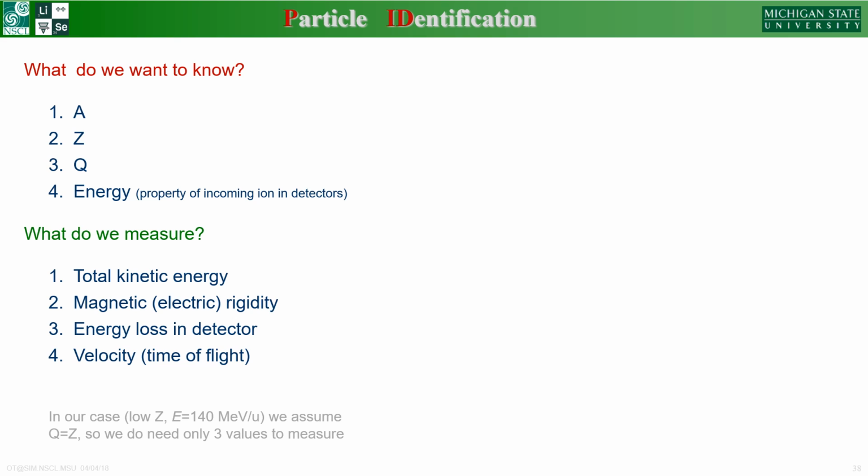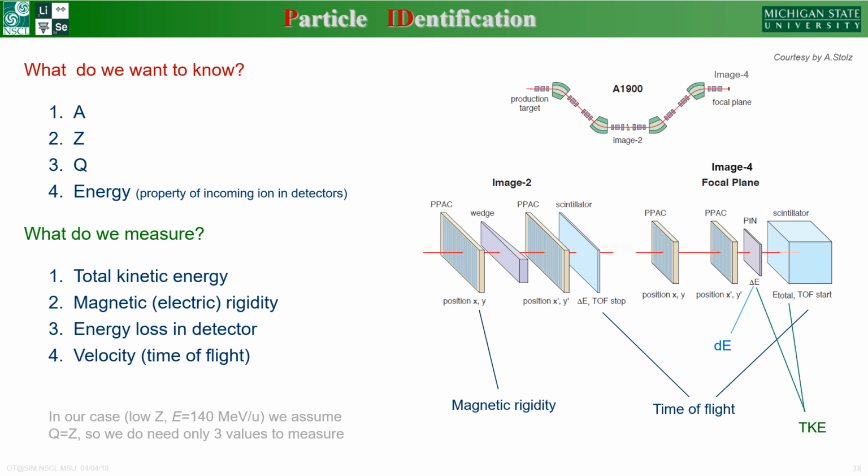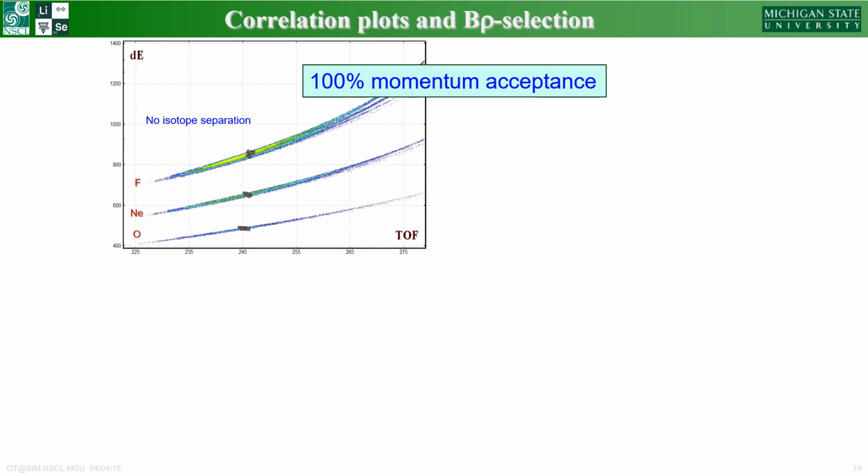In our case, at low Z and energy of 140 MeV per nucleon, we can assume Z, the elemental charge, is equal to Q, the ionic charge, and we need to measure only 3 values. We obtained the magnetic rigidity of a fragment with position measurement in the dispersive focal plane named image 2. Time of flight is measured between detectors located at image 2 and image 4, and the energy and position correspondingly by detectors at image 4. Here we can see correlation plots versus magnetic rigidity.